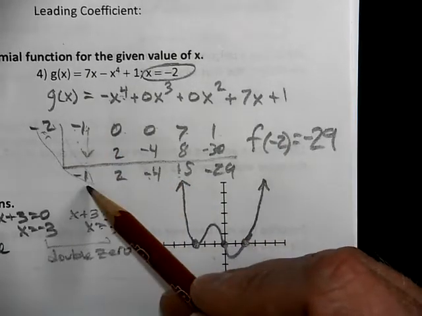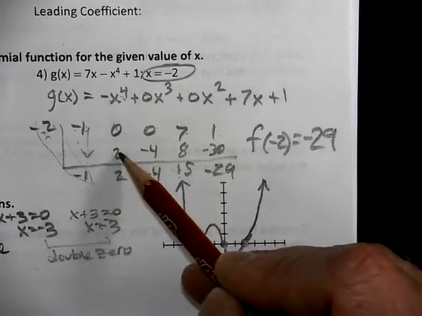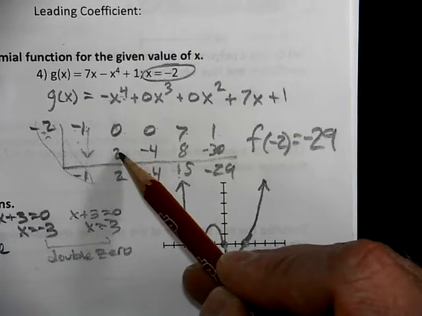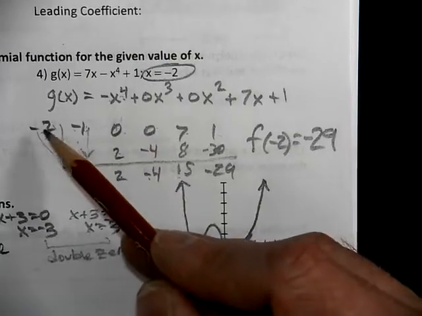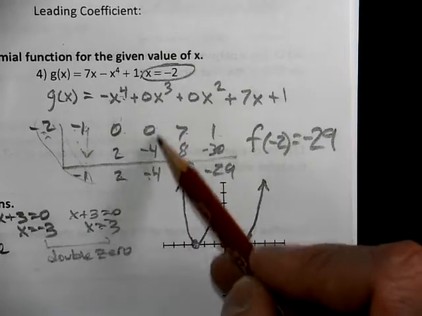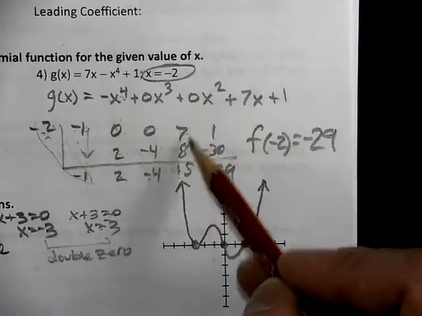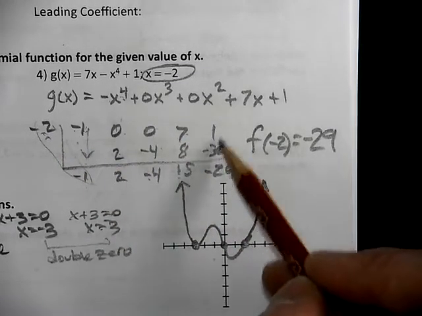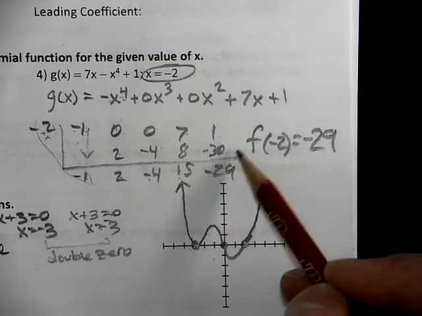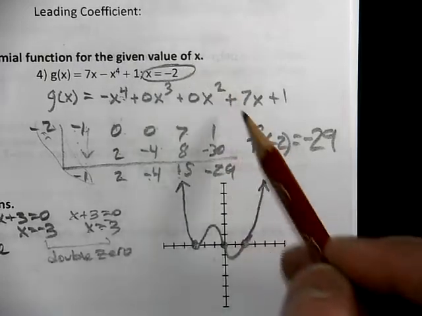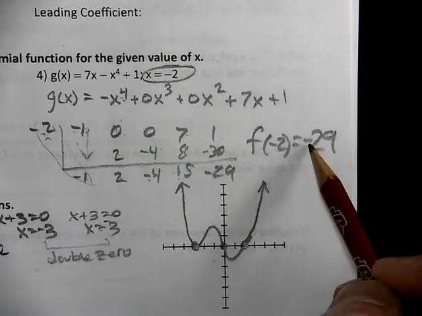Drop down your number and multiply. Negative 2 times negative 1 is 2. Add them together. Times negative 2. Add them together. Times negative 2, and add them together. So f of negative 2 is negative 29.